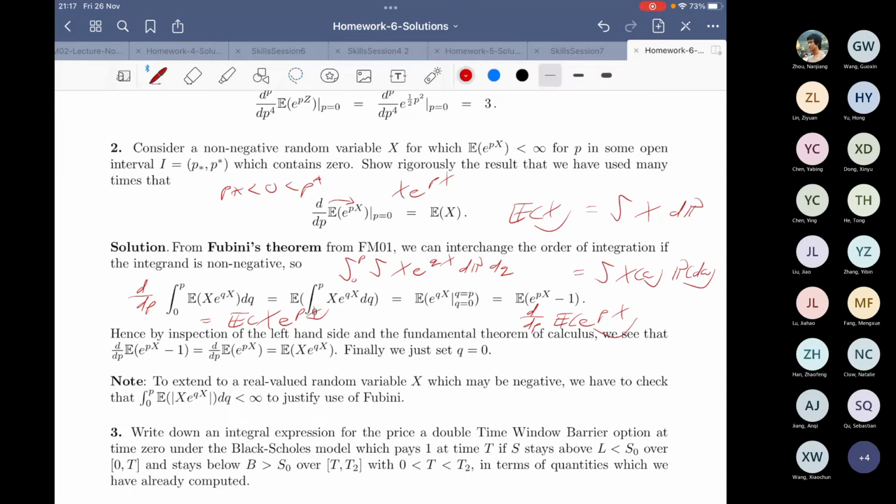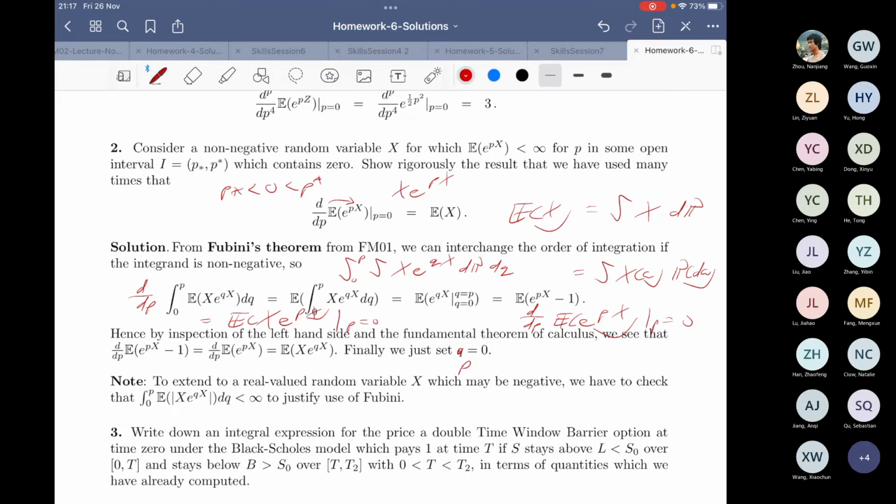Finally, we just need to evaluate at p equals 0. Before you evaluate, it's a more general result, but we're usually interested in the case when we evaluate at p equals 0. I should really have said p equals 0, not q.